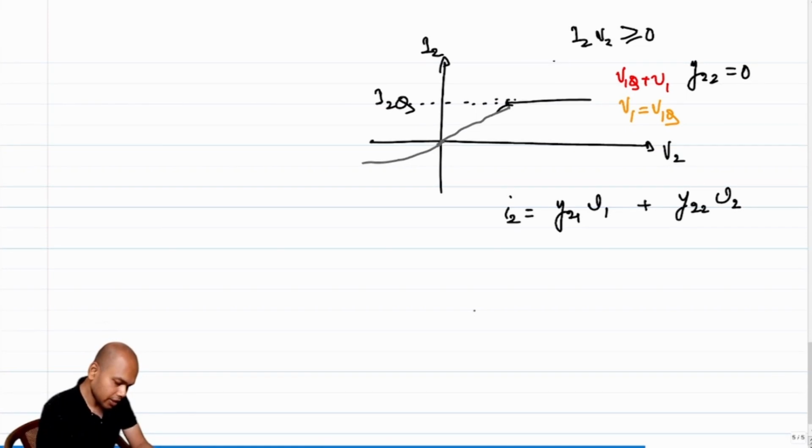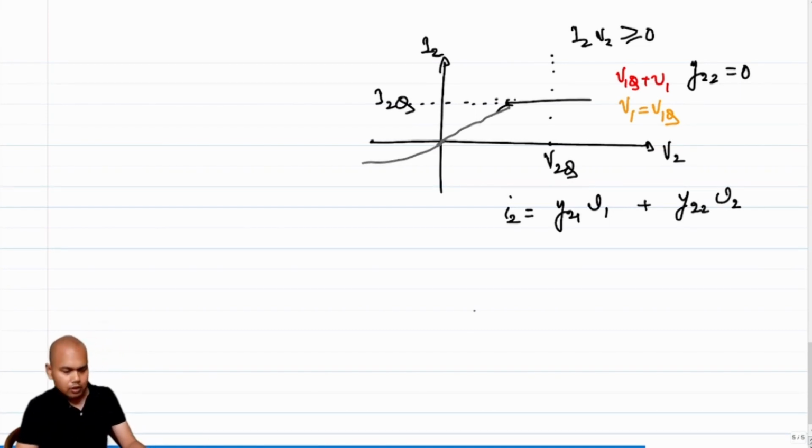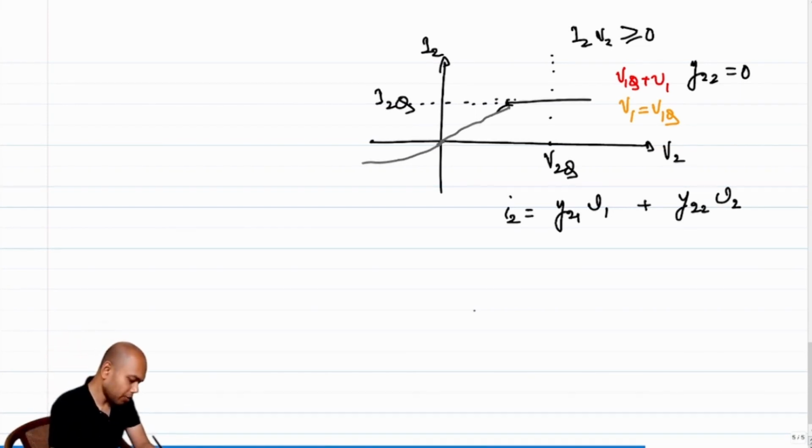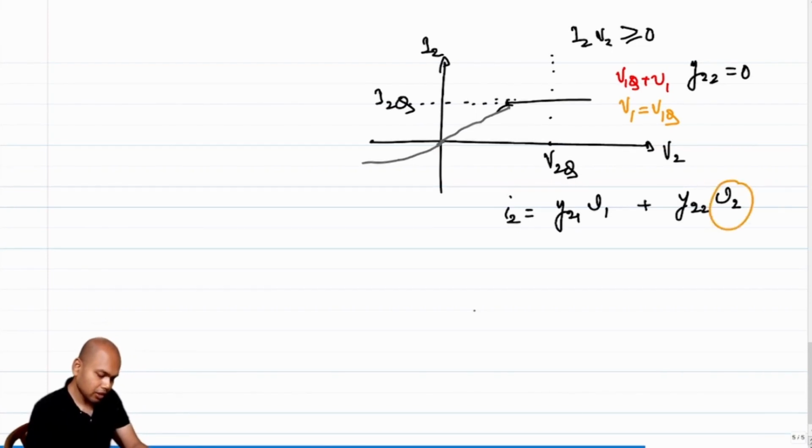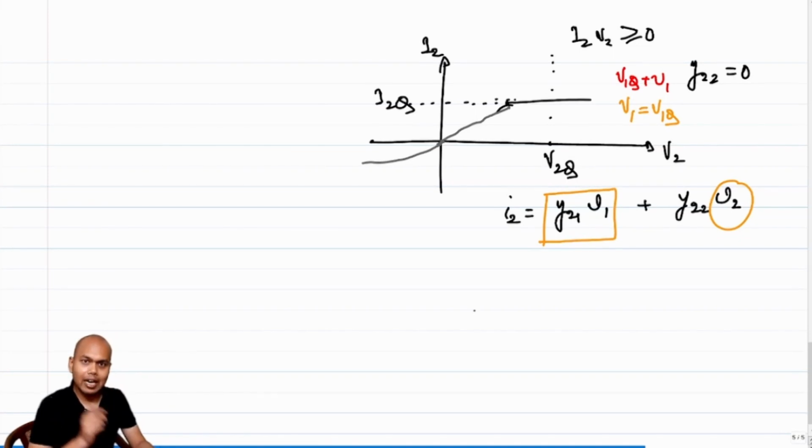Now, if we are concentrating on a particular value of V2, let's say V2Q, then what is small v2? If we are not changing V2Q and we are trying to figure out what will happen to the current if V1 changes, what is small v2? Small v2 is essentially 0. So delta V2 is 0, which means this current I2 is going to change by this amount. So this will be the delta I2.